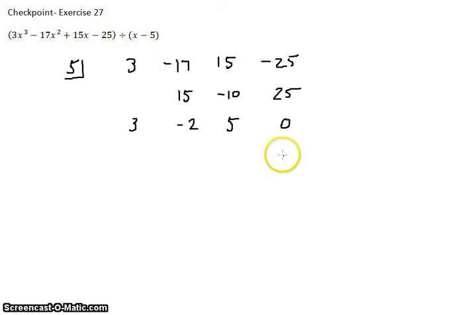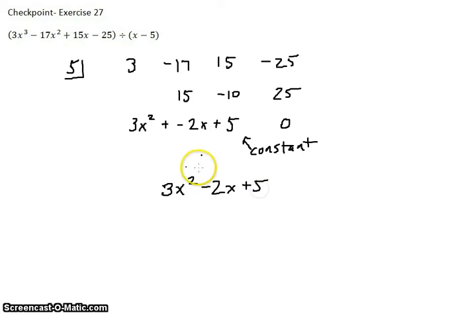So my answer for this is my constant, and then it goes up from there. This is my linear term. This is my squared term. So it's 3x squared minus or plus a negative 2x plus 5. So my answer is 3x squared minus 2x plus 5. There's no remainder.